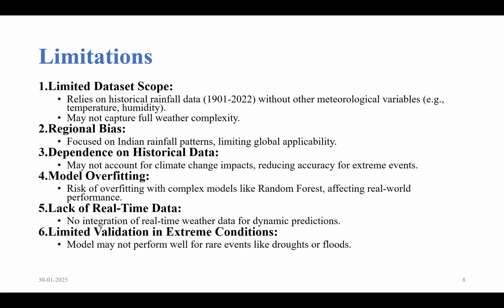Then overfitting risk: complex models like random forest may perform well on past data, but may not generalize well to future patterns. Then lack of real-time data: currently, the system does not integrate live weather updates. And limited validation in extreme conditions: the model may not perform well for rare events like droughts and floods.